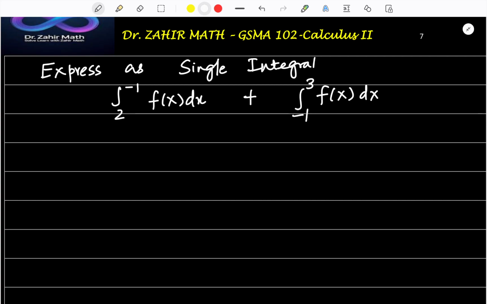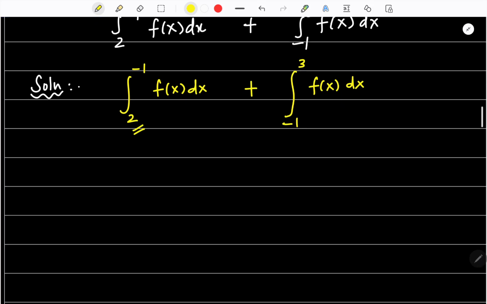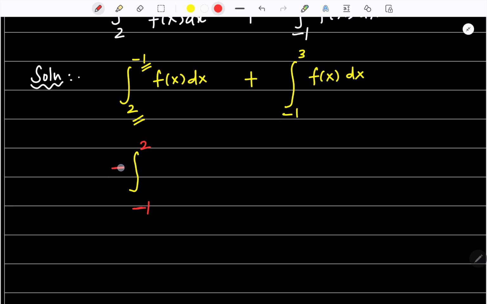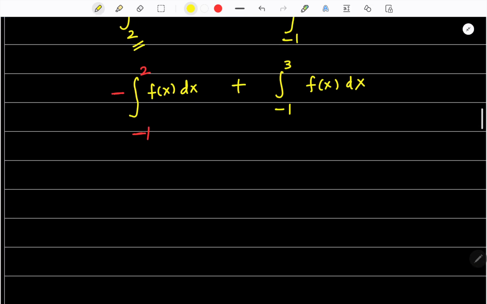Express as a single integral. Let me go to the solution. Integral 2 to minus 1 f of x dx plus integral minus 1 to 3 f of x dx. Look here, here is a big number, here a small number. So I'm going to exchange this as minus 1 to 2. When I change this one, I will get a minus. So minus integral minus 1 to 2 f of x dx, and then plus integral minus 1 to 3 f of x dx. Again, I'm looking for the steps. Nothing is working out, right?